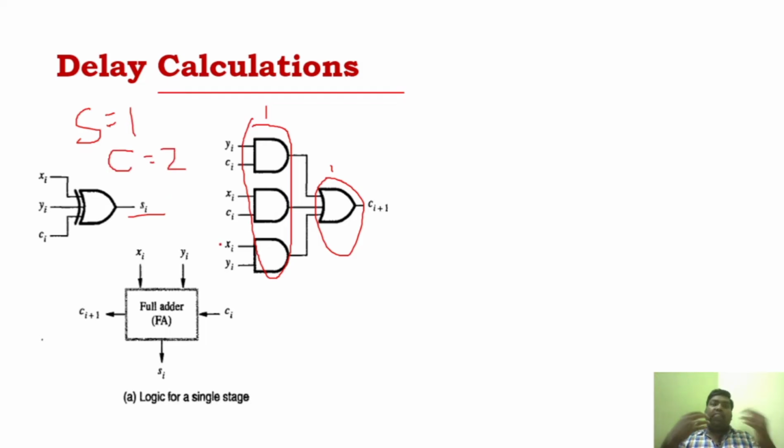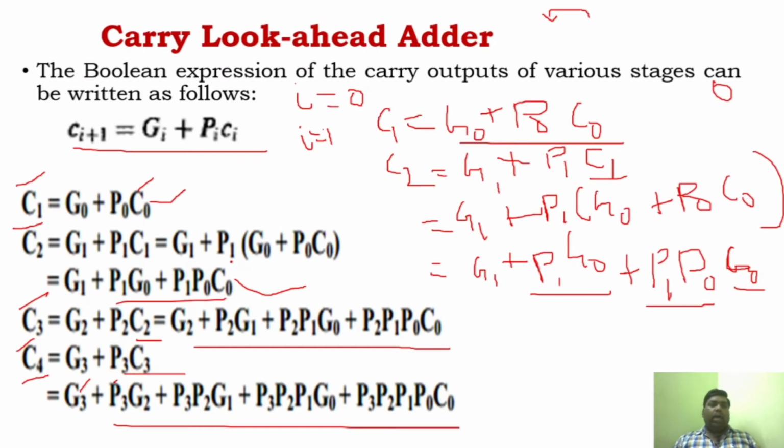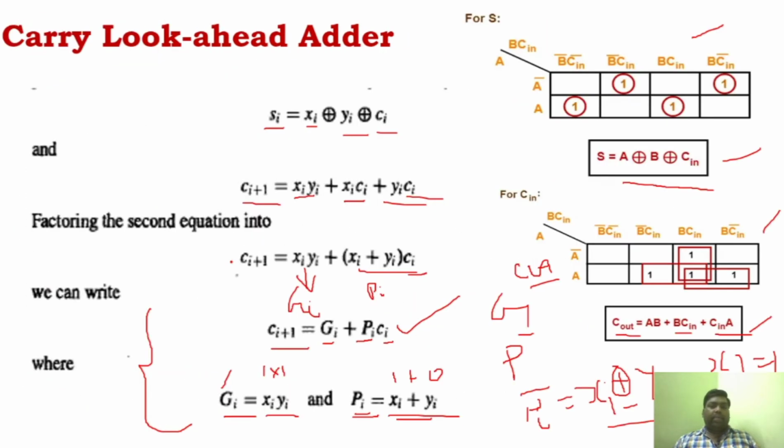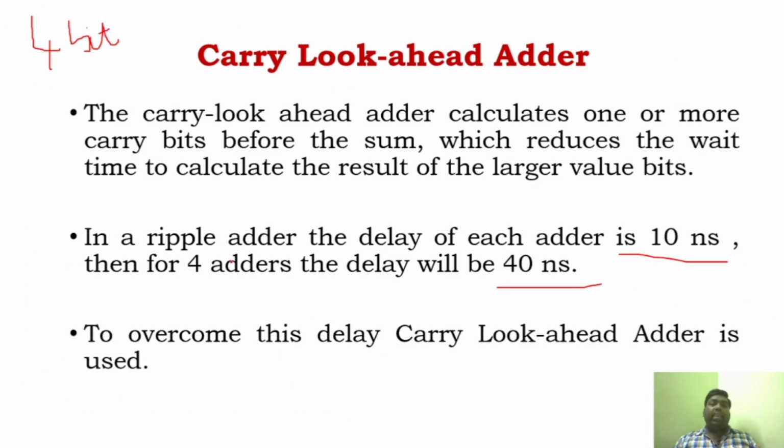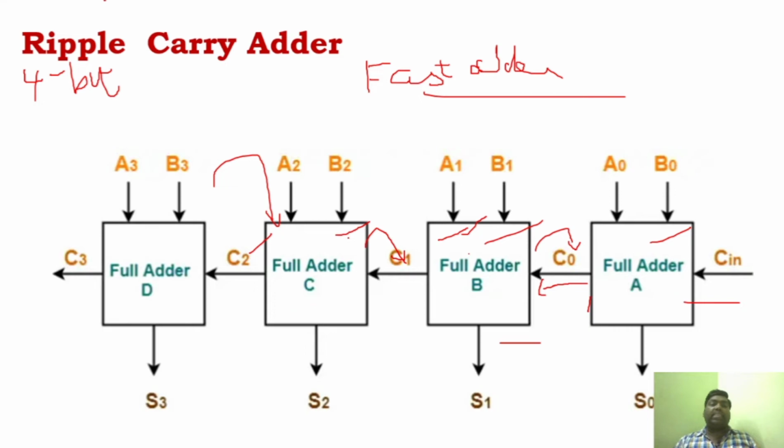If you take any full adder, understand very carefully: the delay for carry is 2, and the delay for sum is 1. Now I will go to the ripple carry adder, so that I can explain why the carry lookahead adder is faster when compared to the ripple carry adder. Remember, for producing sum you need 1, and for producing carry you need 2 delays.